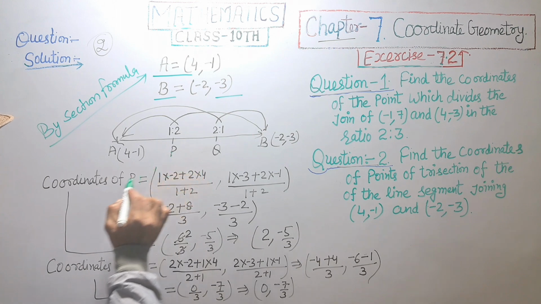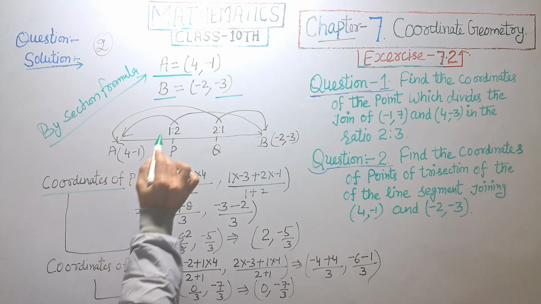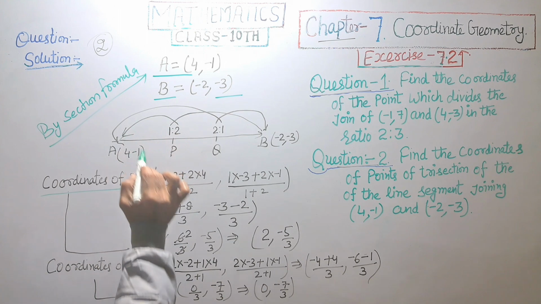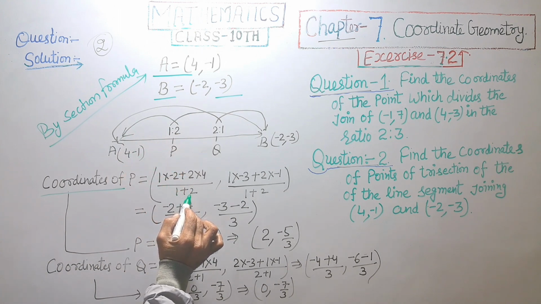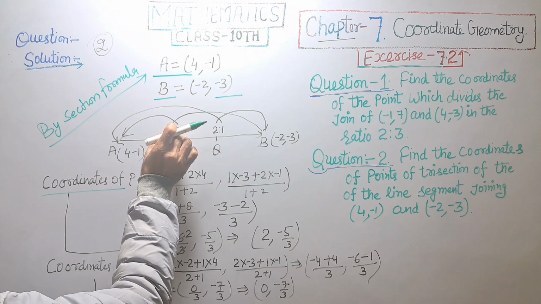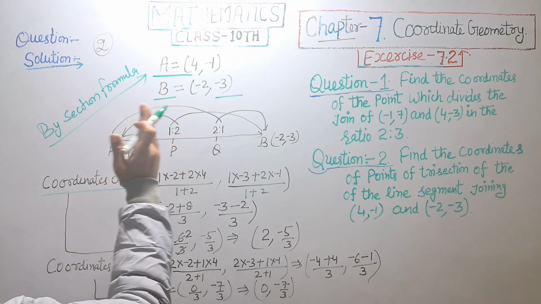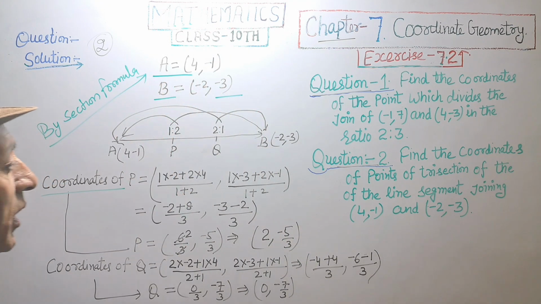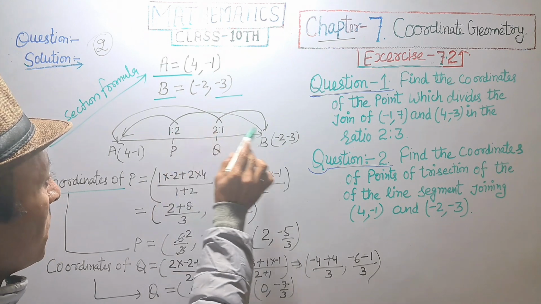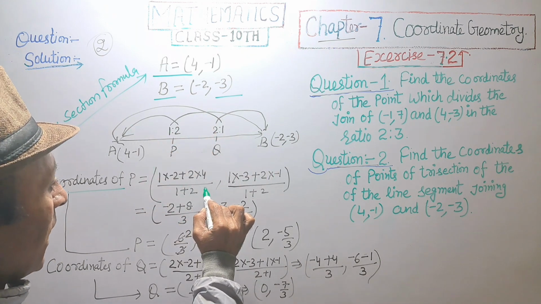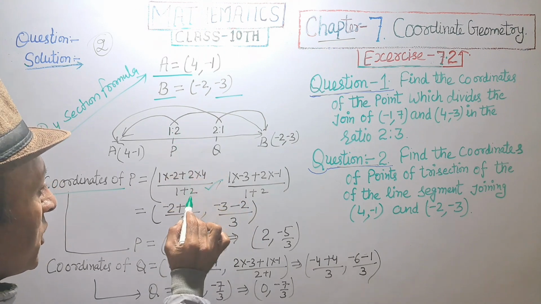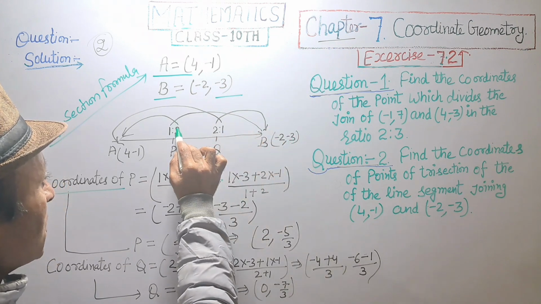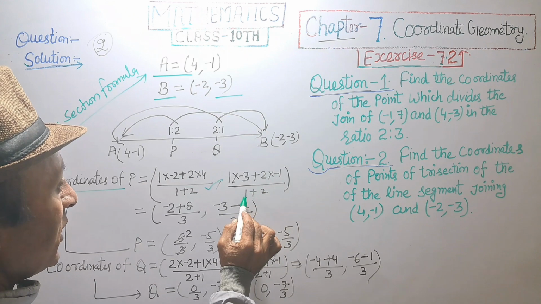coordinates point of P. Coordinates point of P is equal to m1x2 plus m2x1 divided by m1 plus m2, and here ratio is equal to 1:2. Left side is 1 and right side is 2 equal parts, so ratio is equal to 1:2. m1 is 1 and m2 is 2. 1 multiplied by minus 3 plus 2 multiplied by minus 1 divided by 1 plus 2.